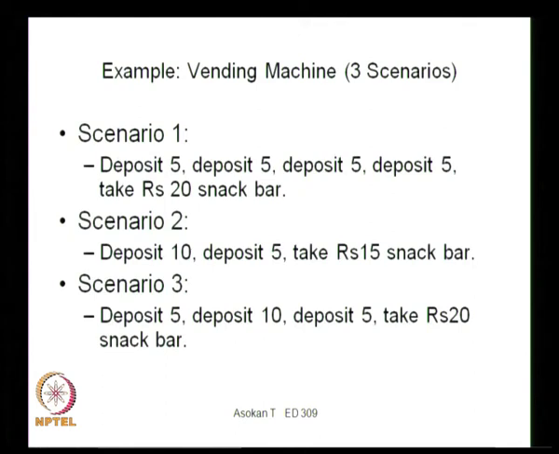So scenario 1 is deposit 5, 5, 5, 5 and then take a 20 rupees snack bar, or scenario 2 is deposit 10, 5 and then take a 15 snack bar, and the scenario 3 is deposit 5, deposit 10, deposit 5 and then take a 20 snack bar. So we have multiple options. So all these options can be represented using the PetriNet.